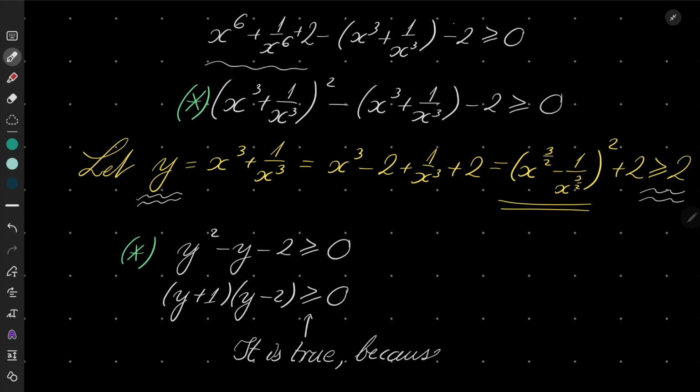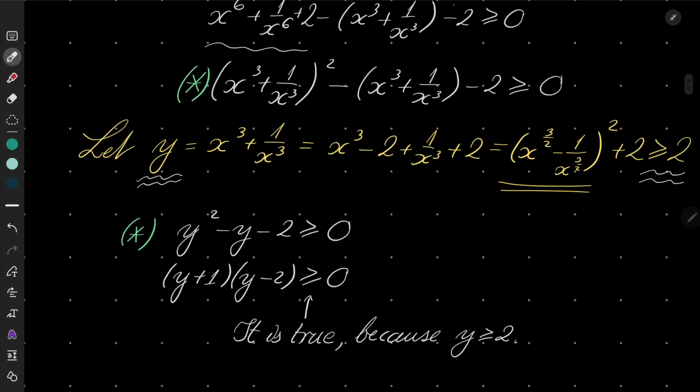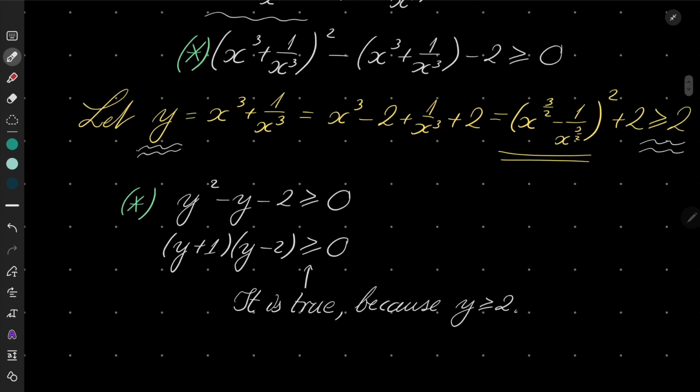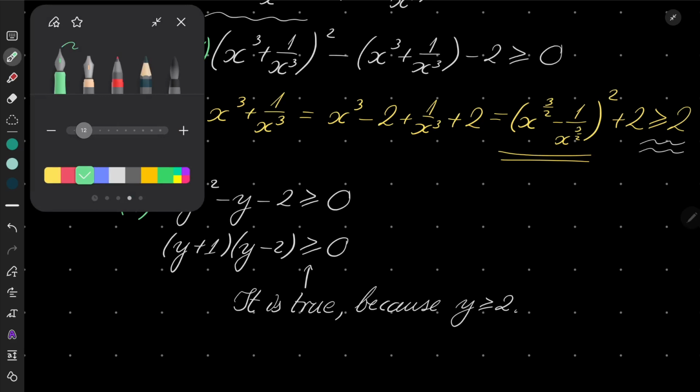So this is true, because y is greater than or equal to 2. And so our inequality is an identity. It's always true. So that closes our proof.